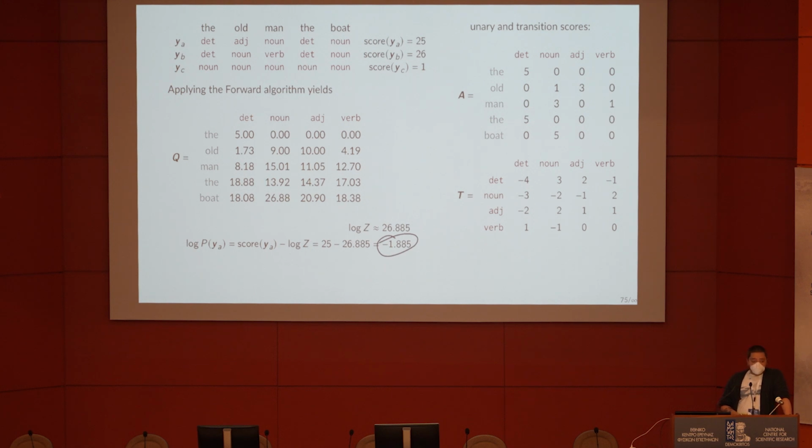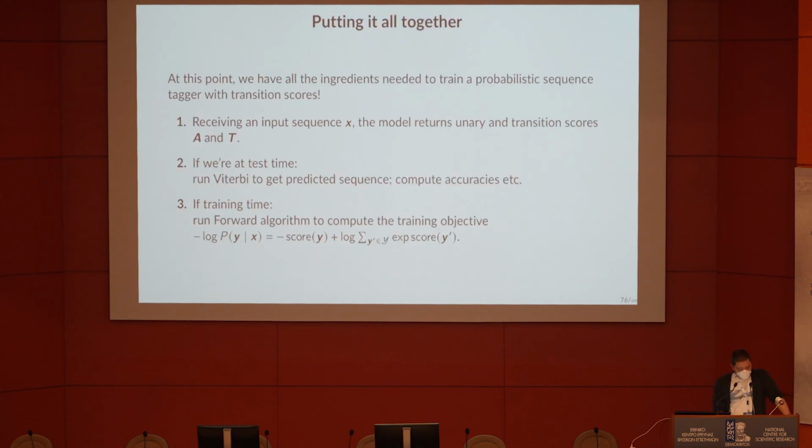If you had enough time to do this operation for every possible sequence of tags, the k to the power of n possible ones, and you sum them all up, they would sum to 1. And that is actually a good way to check that your implementation of the forward algorithm is correct. So you can also use this to compare log probabilities of various choices.